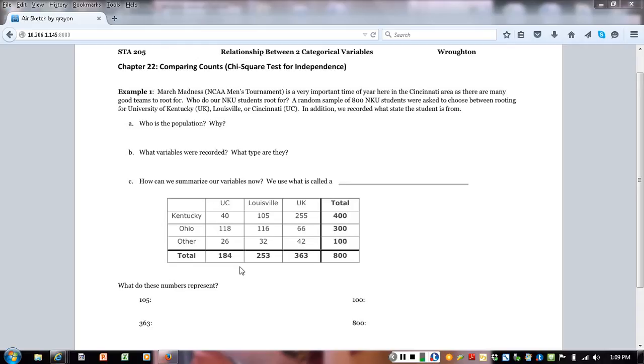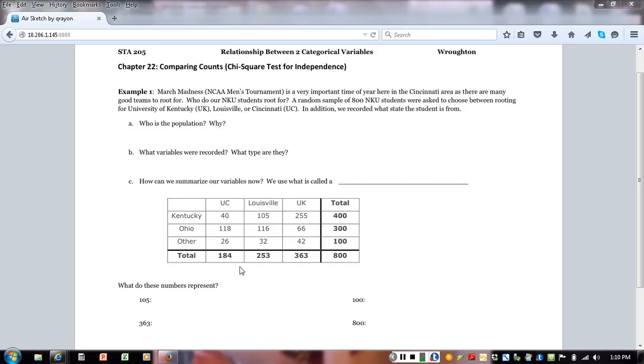But we're going to start by looking at an example to see where this kind of example shows up. Probably many of you have heard of March Madness, or the NCAA men's basketball tournament. It's a very important time of year here in the Cincinnati area because there are many different teams to root for, a lot of them that show up in the tournament year after year. So maybe we would like to know, who do our NKU students root for?